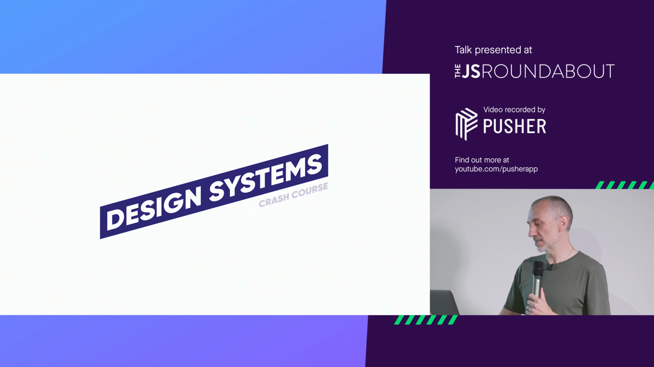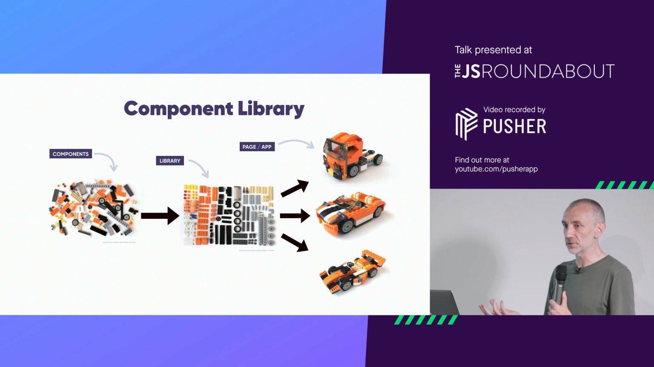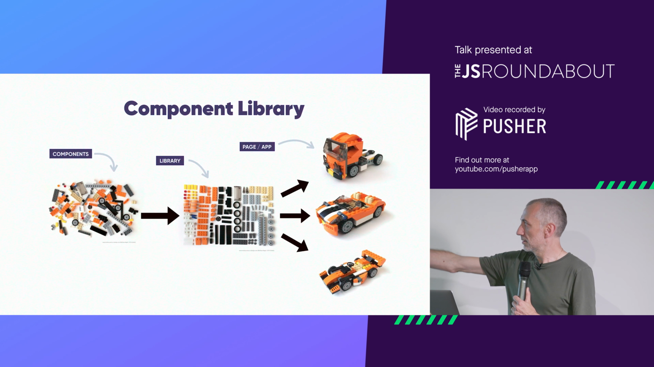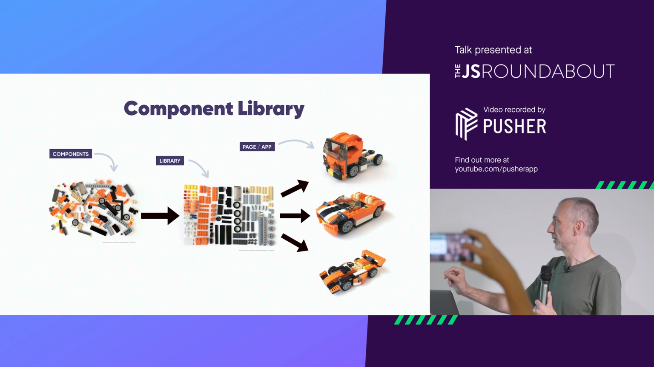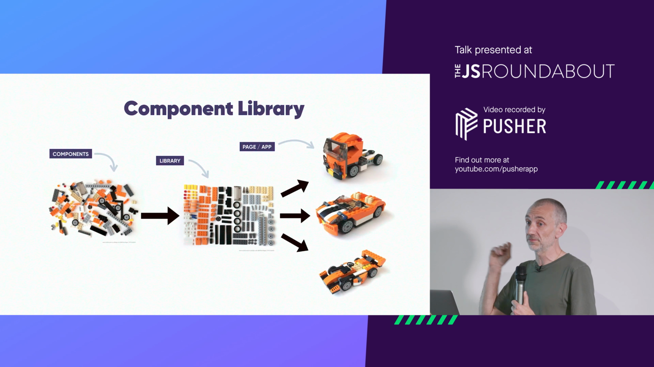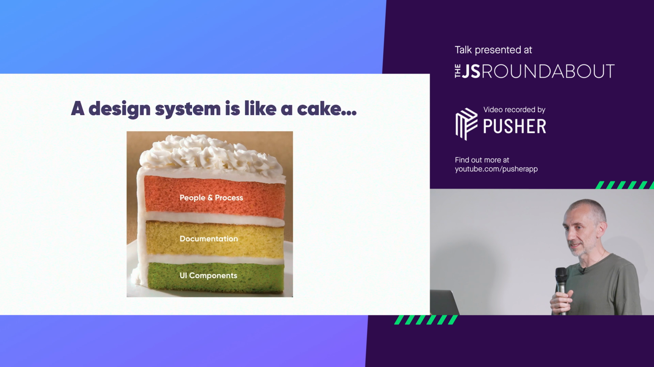Some concepts about design systems, probably you already heard about them, okay? These are the classic components, clear, cool. How do you use components? Classic, Lego, you build a library. With the library, this is the point, you can build different pages or different apps. So that's the main idea, okay? Cool. But what is a design system?